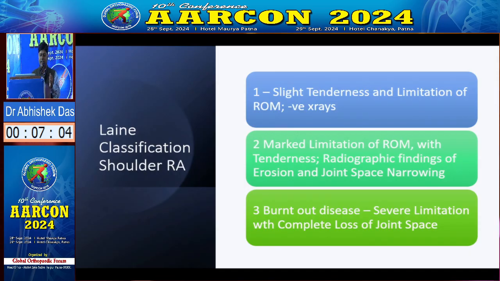Now, this Lane classification is an old one proposed in the 1950s and still is valid to a certain extent, though I do not really use it for deciding management. From a theoretical perspective, stage 1 is where there is slight tenderness and limitation of range of movement with negative X-ray findings. Stage 2 is where there is marked limitation of range of movement with tenderness and radiographic findings of erosion of joint space. And finally, there is a burnt out disease, severe limitation with complete loss of joint space. So it is mainly stage 2 and 3 where we need to do something about it.